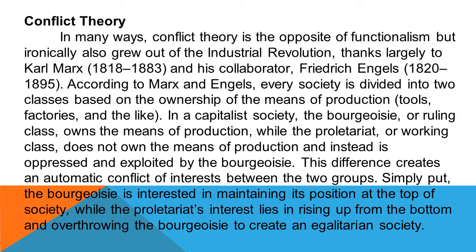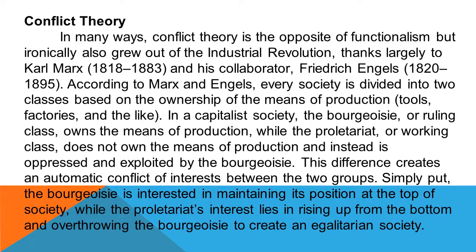According to Marx and Engels, every society is divided into two classes based on the ownership of the means of production, which are the tools, factories, and the like. In a capitalist society, the bourgeois or ruling class owns the means of production, while the proletariat or working class does not own the means of production and instead is oppressed and exploited by the bourgeois.